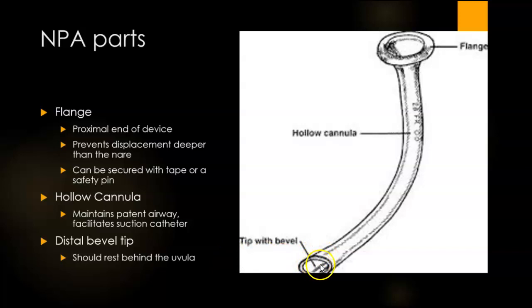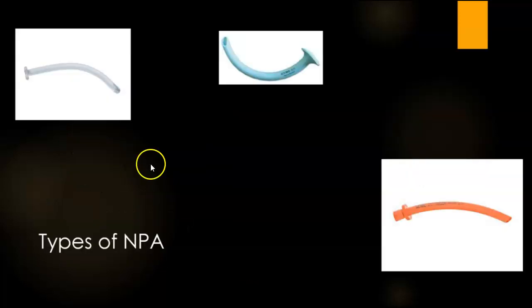This distal beveled tip here should rest behind the uvula, which is that dangly thing in the back of your oral airway. Okay, so different types or different looks that NPAs can take. These are the ones that we have in our lab, but they can be these opaque blue ones, these orange ones. They all kind of do the same thing, so there's really no benefit of which type you're buying. It's just which ones you have per your facility.